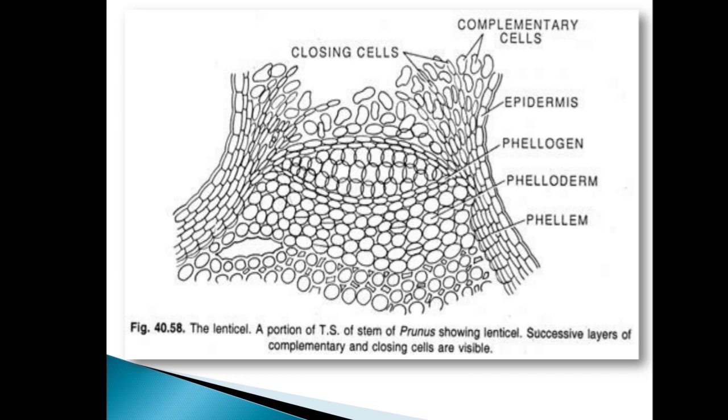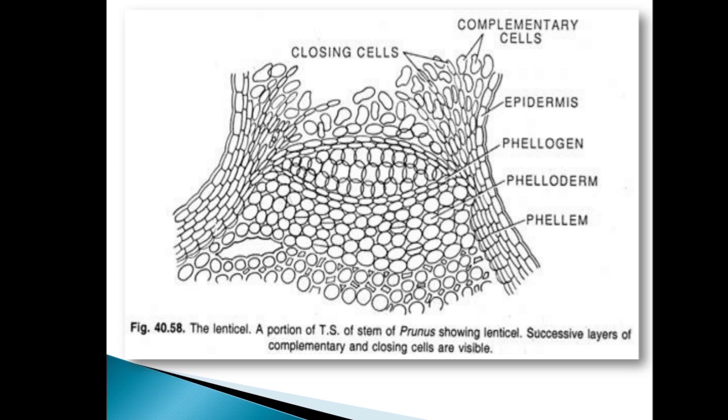The diagram of the lenticel is there in this image. The epidermis, phellogen, phelloderm and phellum are there. Because of the secondary tissues which are added, this increases the diameter, and because of the pressure, it forms the so-called pores or openings. They are nothing but lenticels. Below these openings there are complementary cells or tissue. So, this is with reference to the lenticel.